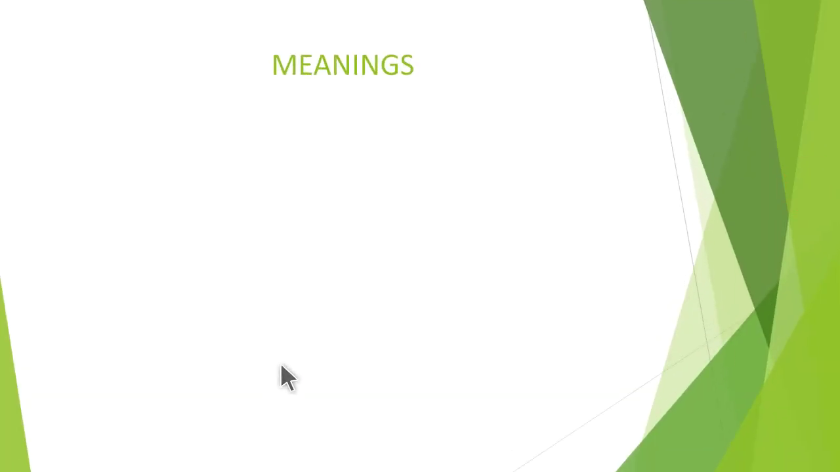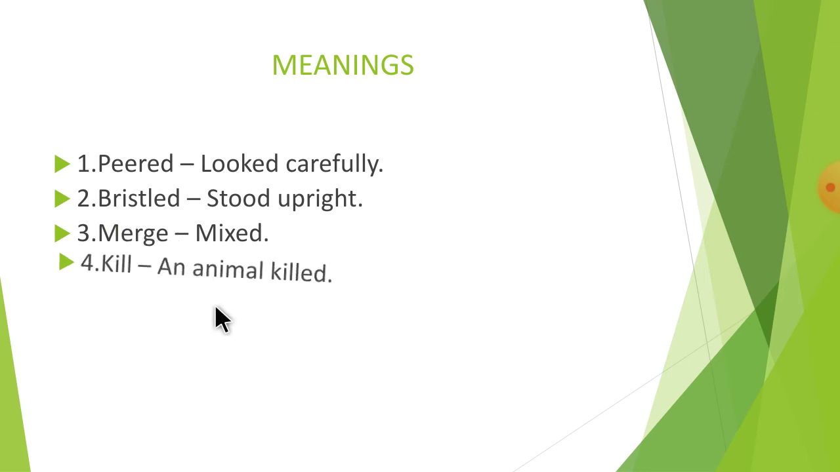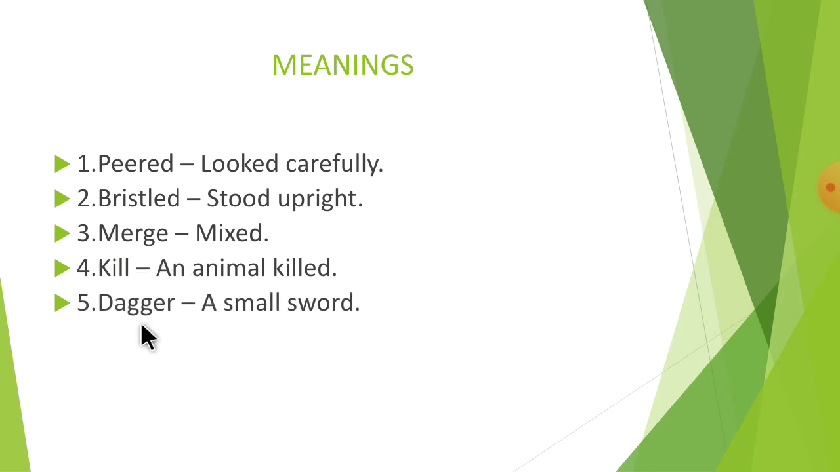Then next is meanings. Number one, peered. Peered means looked carefully. Number two, bristled. Bristled means stood upright. Number three, merge. Merge means mixed. Then number four, kill. Kill means an animal killed. Number five, dagger. Dagger means a small sword.